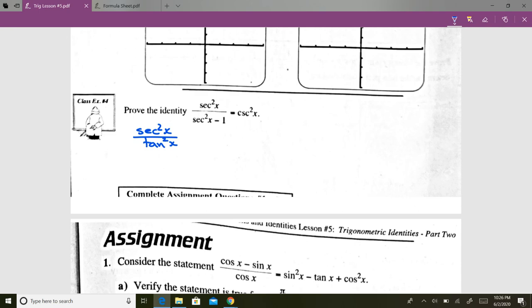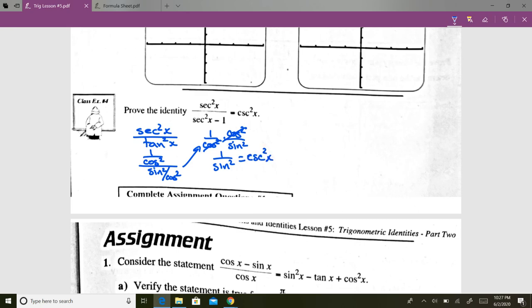Now, we don't want secants, or tangents, or anything. We want everything to be in sine and cosine. So what's secant? That's 1 over cos. So secant squared is 1 over cos squared. Over, what's tan? Sine over cos. The tan squared is sine squared over cos squared. Fraction over fraction means you flip the denominator, flip the bottom one. What happens? Cosines cancel, you're left with 1 over sine squared. What's 1 over sine squared? Well, that's cosecant squared.